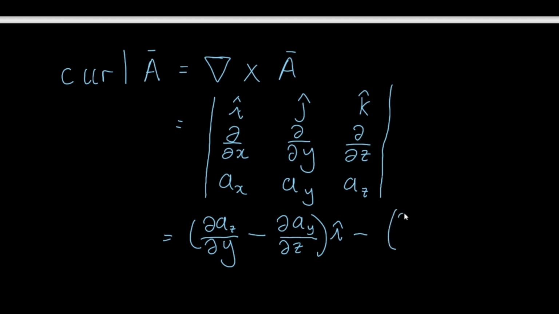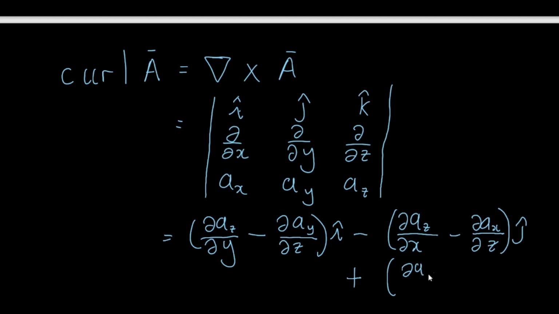What we have is ∂az/∂x minus ∂ax/∂z. And this is in the y direction. We block out the first row and the third column. We get ∂ay/∂x minus ∂ax/∂y. That's in the z direction.